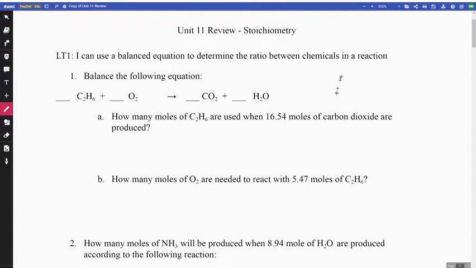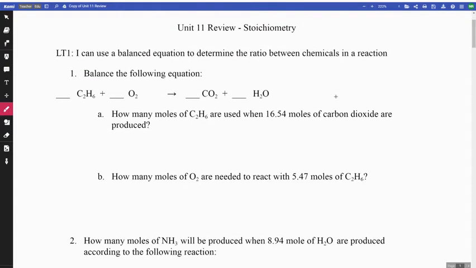All right, so we are going to do the Unit 11 review. So this is all stoichiometry, right? One of the most important things about stoichiometry is having a balanced equation. For this first one, we currently have an equation, but it's not a balanced equation. So we need to balance it.